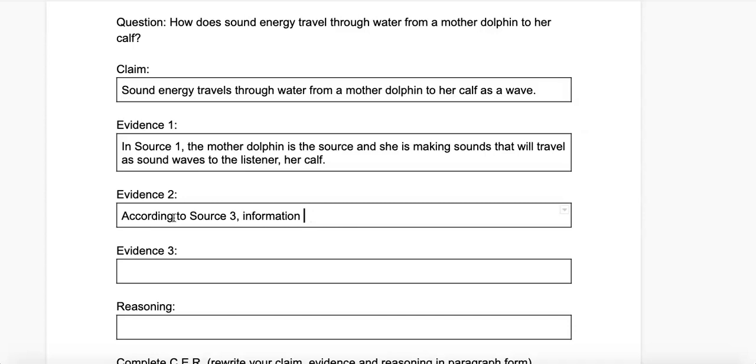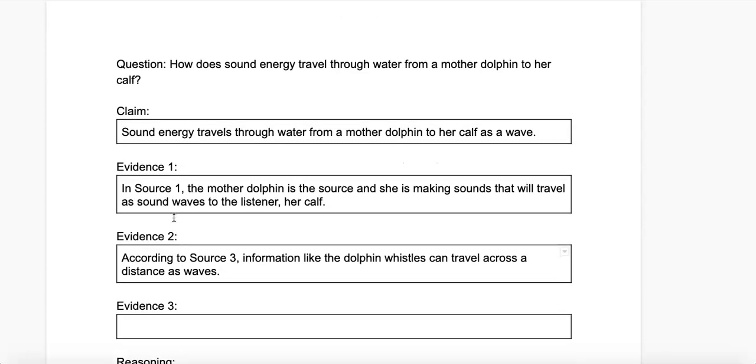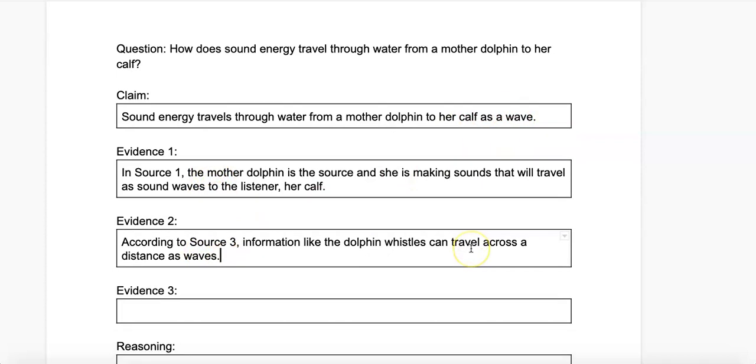Information, like the dolphin whistles, you can also say sounds, can travel across a distance as waves. Every piece of evidence has to prove our claim to be correct. Don't forget, if you come back to the claim, we said that sound energy travels as a wave. Everything that I come up with needs to support that answer.